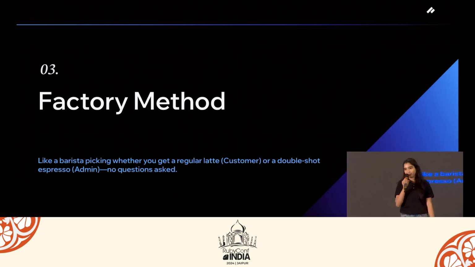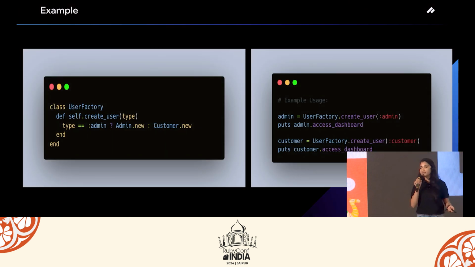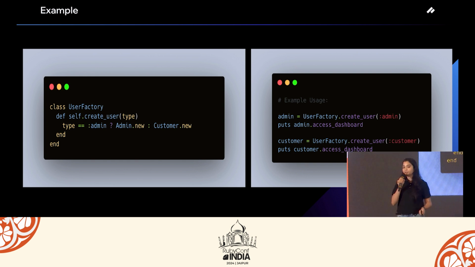Next is the factory method. It's like a barista picking whether you will get a regular coffee or a latte or a double shot espresso. If you're a customer, then you get a regular coffee, it's their choice. And if you're an admin, then you will get the espresso. Similarly, in this example, just replace the barista with your e-commerce site and your regular coffee with your access permissions on your dashboard. No questions asked. You're hiding the details of the implementation. And if you see on the right side, you just pass the user, create a user as an admin user or a customer user, and they will have different access roles.